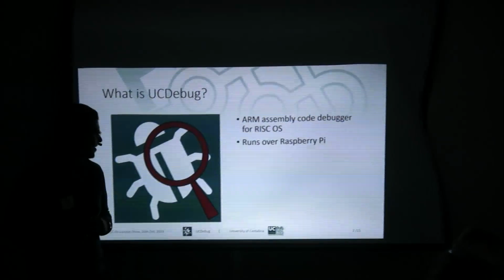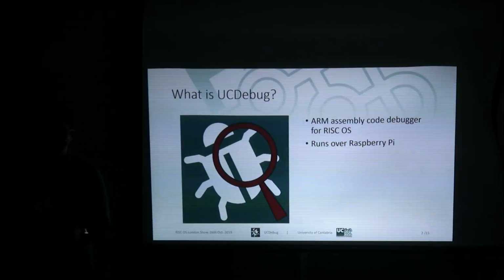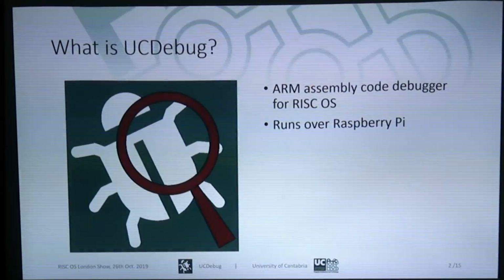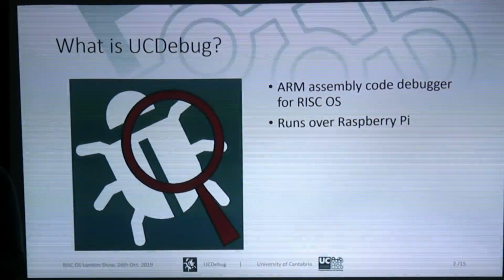UCDebug, I will move so you can see better. UCDebug is a debugging tool for ARM assembly code in RISC OS running over Raspberry Pi.